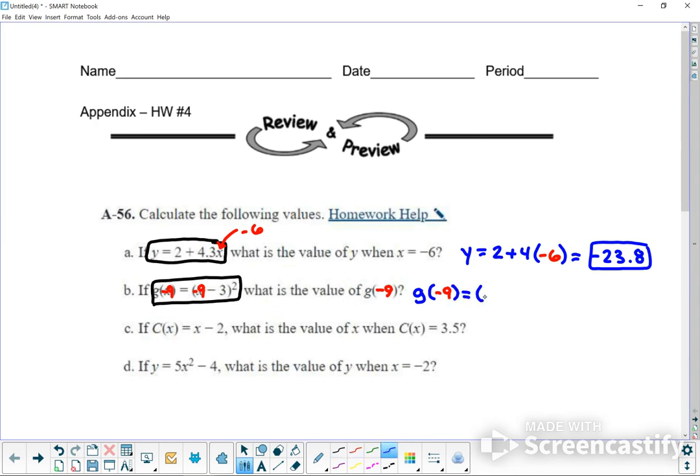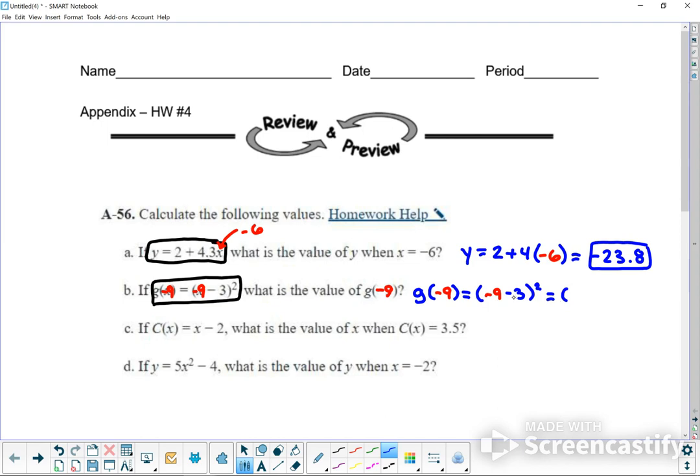equals -9 minus 3 quantity squared. Right, you're going to work it out. If you need a calculator, use it. This one, I don't really need a calculator. So you go -9 and then -3. If you don't know it, use a calculator.